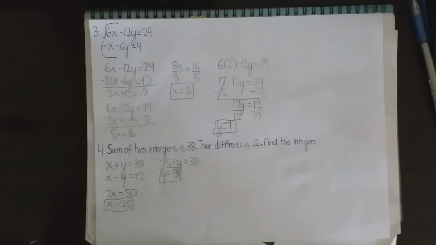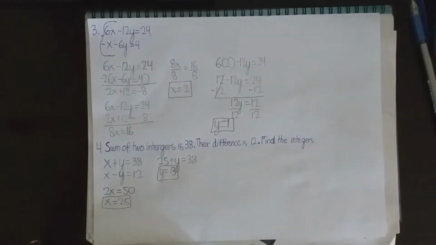Hello everyone, and this is question number 4. The question is, the sum of two integers is 38 and their difference is 12, and we will find the two integers. So x plus y equals 38 represents the sum of two integers, and x minus y equals 12 represents the difference.